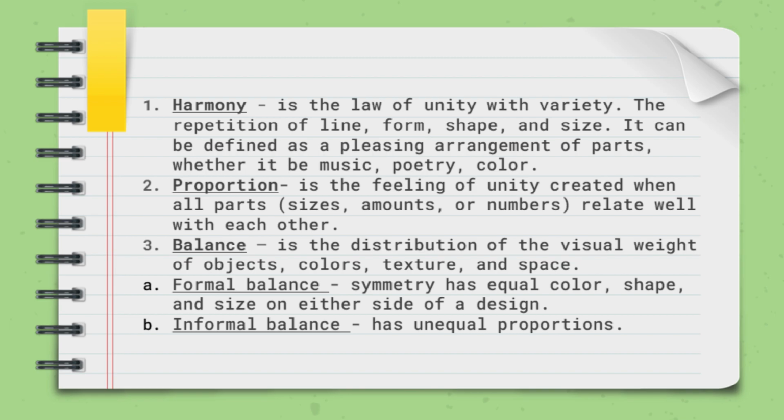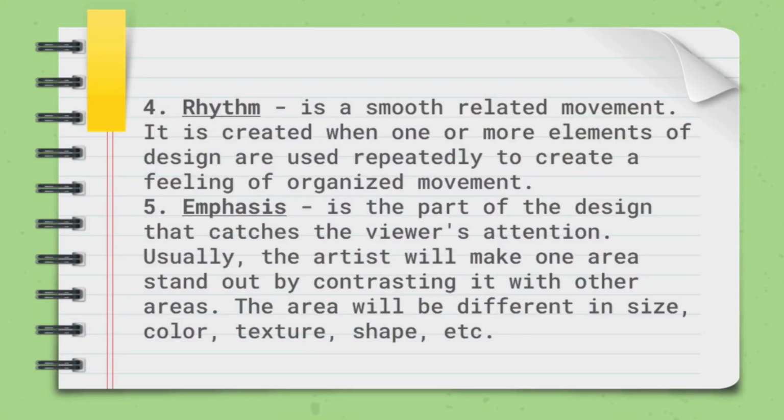There are two kinds of balance. A. Formal balance. Symmetry has equal color, shape, and size on the other side of a design. And letter B. Informal balance. Has unequal proportions. Number 4. Rhythm. It is a smooth related movement. It is created when one or more elements of design are used repeatedly to create a feeling of organized movement.